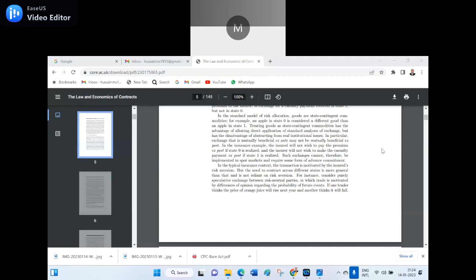Otherwise, if the insurance is not there, then the car owner, he will be in matatizo, means trouble, he will sell his house for getting the compensation to be paid to the victims. Are you following me?